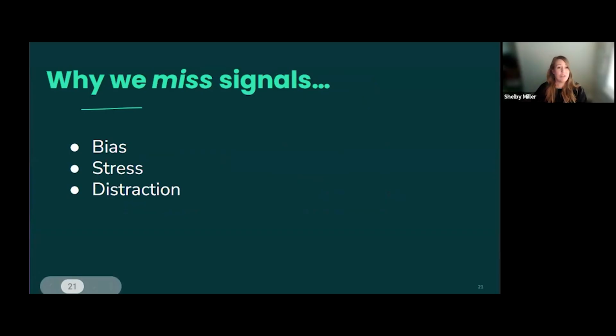Why we miss signals. If you're low in empathy, I just want to talk about some of these things. Actually, you don't have to be low on empathy. Some of us can be highly empathetic, and you've got days where you're just like, whoa, I didn't know they were feeling that way when I did that, right? We're just missing the moments to be empathetic. So there are 3 key reasons: bias, stress, and distraction. I'll break each of these down.